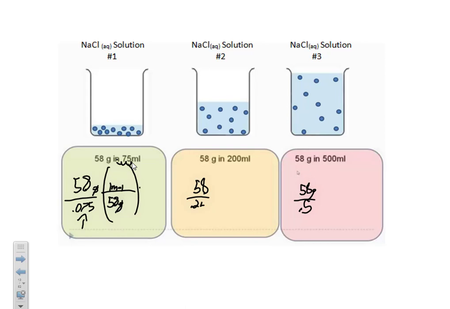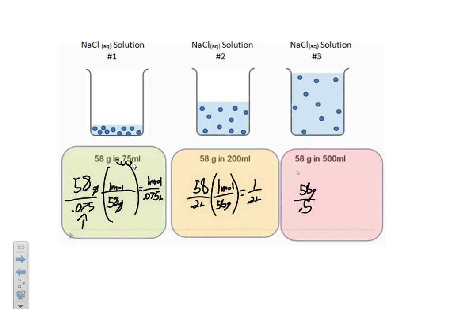So we actually know that this is going to be 1 mole divided by 0.075 liters. So now we're at a mole to liter calculation. All of these we know is 58 grams, so to make our math easy, again, it's 1 mole is to 58 grams. Grams canceling, 58 divided by 58 is 1, so it'd be 1 over 0.2 liters.